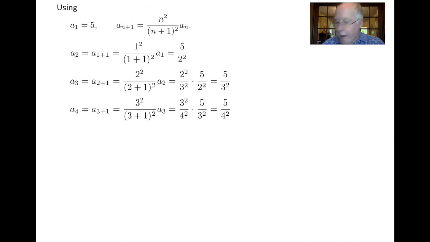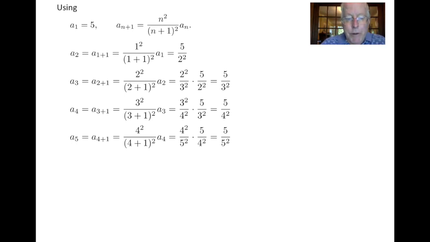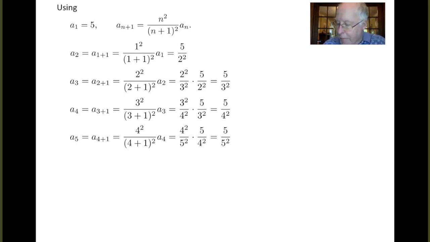So try working out a sub 4 and a sub 5. You should find you get 5 over 4 squared, 5 over 5 squared. And as is often the case in this subject, don't be in too big a hurry to multiply things out. In particular, notice I've left this as 5 over 2 squared, 5 over 3 squared, 5 over 4 squared, even 5 over 5 squared, which you could make 1/5. But often if you don't multiply things out, we see patterns like this a little better.